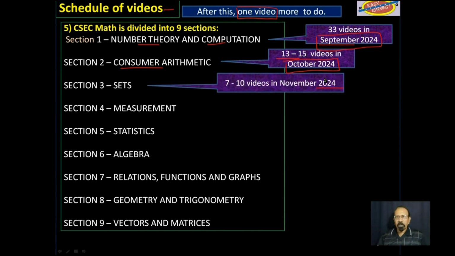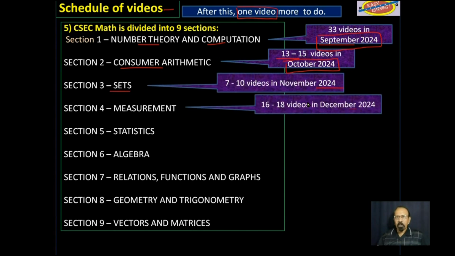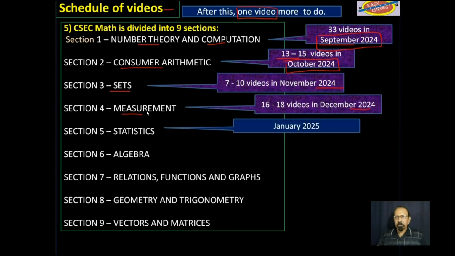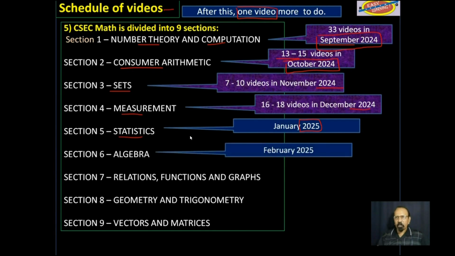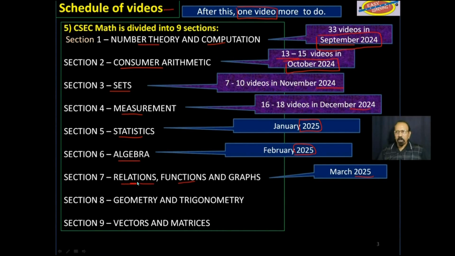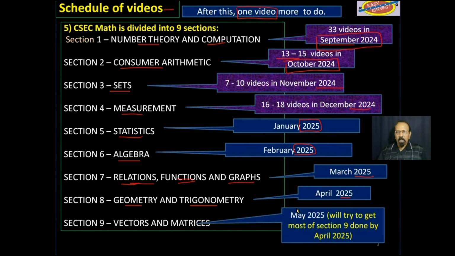And then November 2024, sets, December 2024, measurements, January 2025, statistics, February 2025, algebra, March 2025, relations, functions, and graphs, April 2025, geometry and trigonometry, and by May 2025, hopefully by mid-May 2025, vectors and matrices, and that will take care of all the objectives in this syllabus.